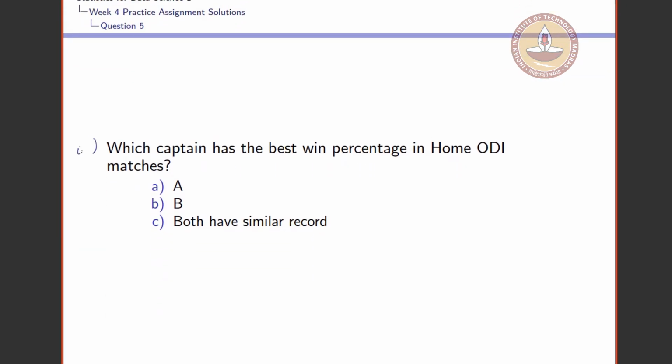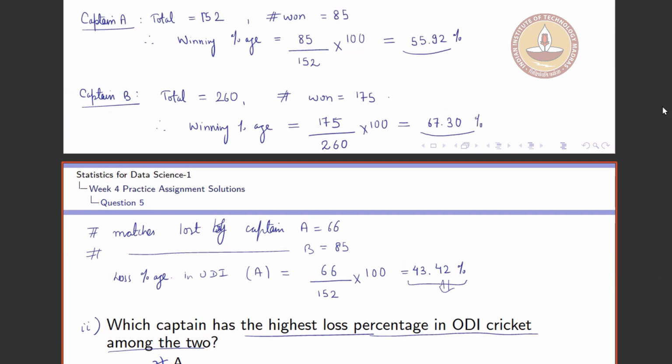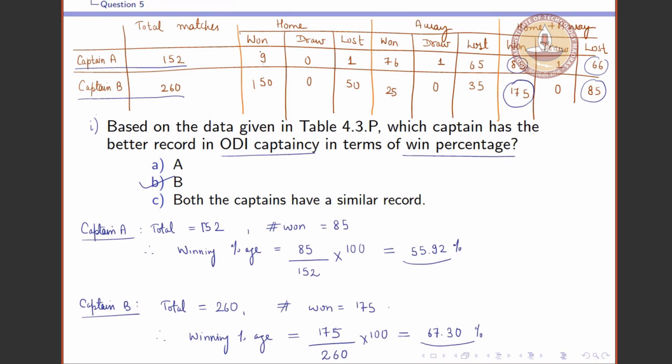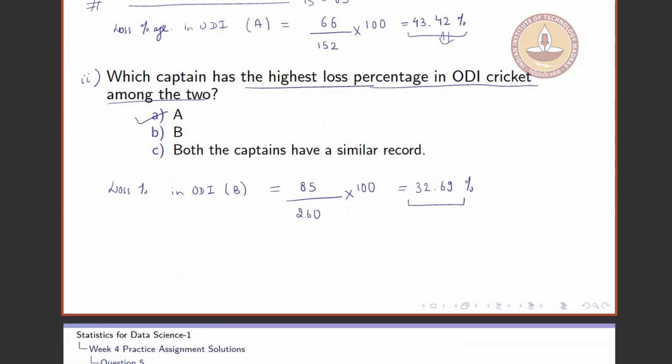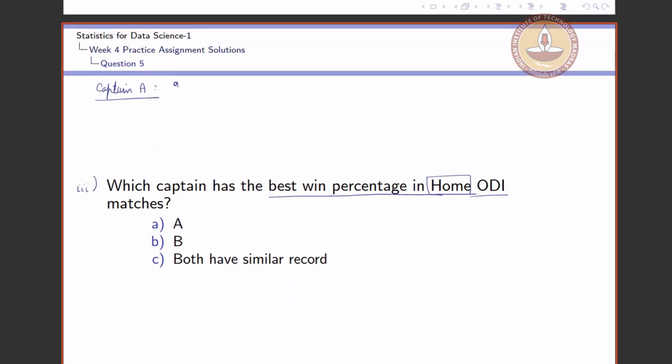Now, the third question is, which captain has the best win percentage in home ODI matches? Now, we have to look for home ODI matches. So, how many matches were won by Captain A in home matches? We'll see the table. In home matches, Captain A has won 9 matches and Captain B has won 150 matches. So, Captain A 9 and Captain B 150.